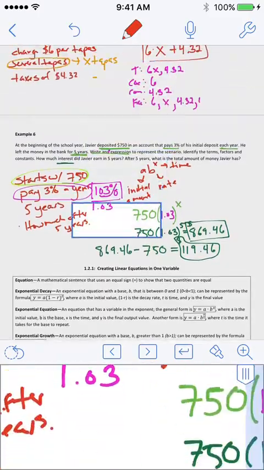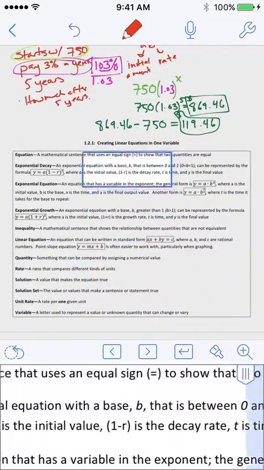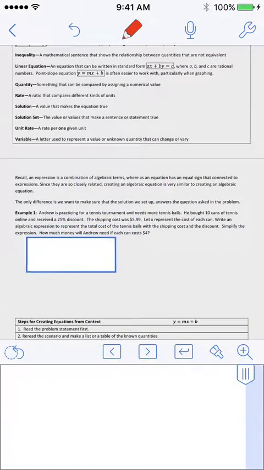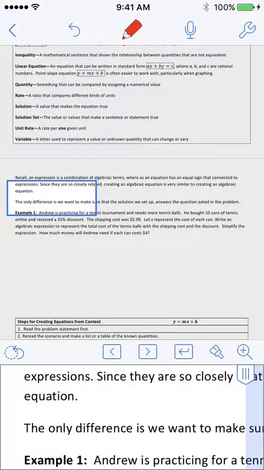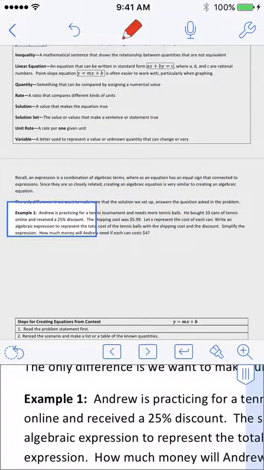So we talked a lot about expressions last time. Today we're going to take the next step into equations and inequalities. So let's try that out. Okay, expressions have algebraic terms, right? And you can set them equal to each other. That's the big difference for today.